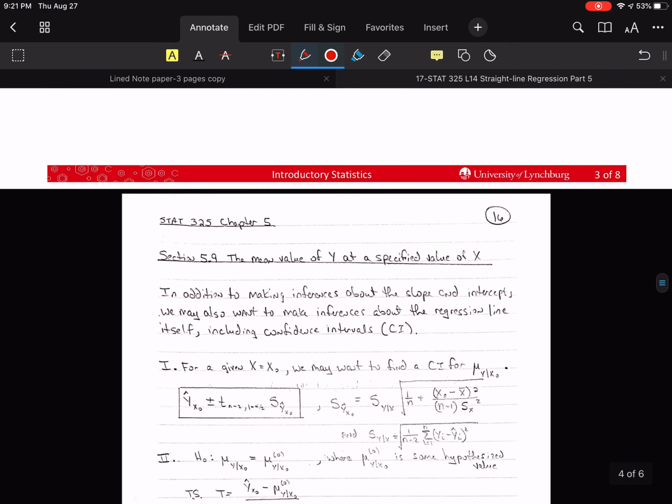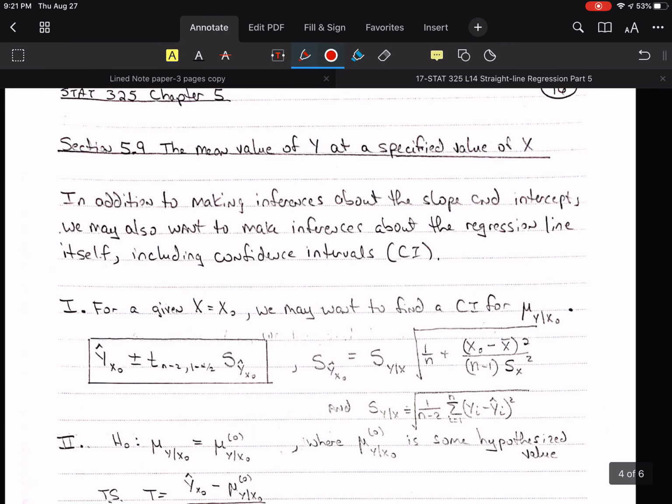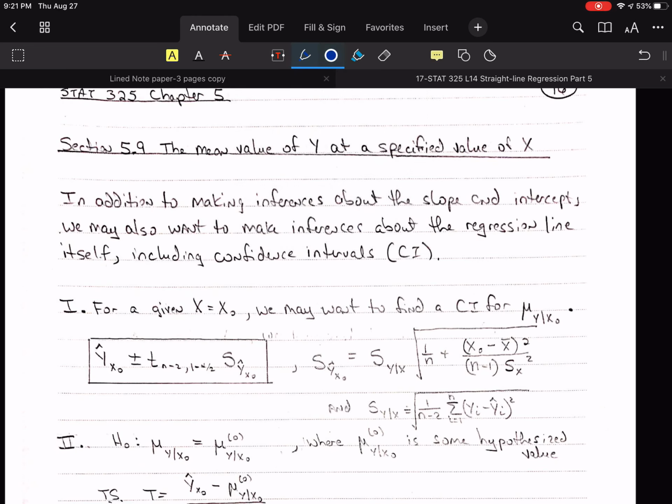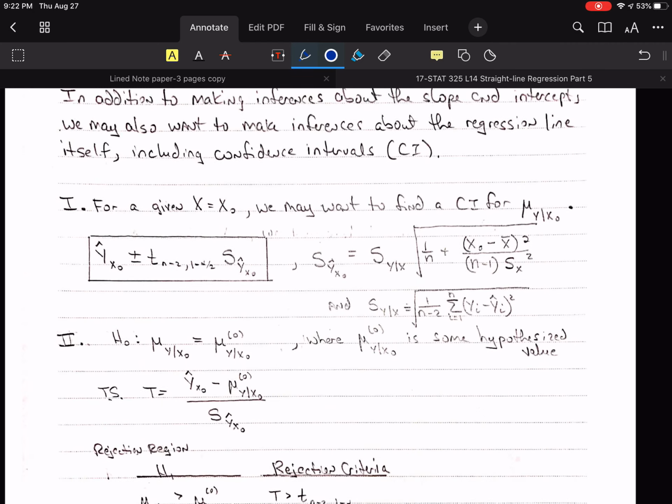Okay. So in this video, we want to talk about the mean value of y at a specified value of x. Besides just making inference about the slope and the intercept, we may want to make inferences about the regression line itself. And so we want to do confidence intervals. Here we're going to do something called a confidence band, but doing it by hand is very tedious. We may do some of those exercises, but usually you'll use a computer to do this.